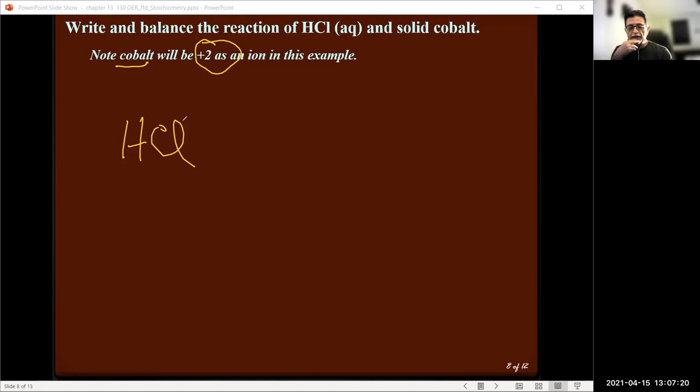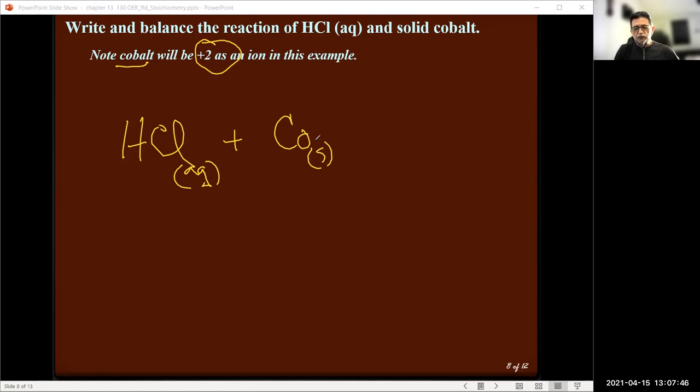Okay. All right. So we have HCl, aqueous, in the presence of cobalt, which we know is a solid, okay? And the reaction proceeds. They're telling us that because this is cobalt +2.